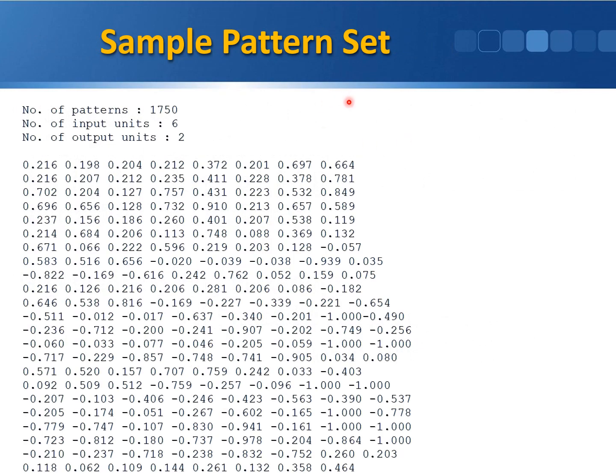So, a sample pattern set, just to show how we obtain that. Of course 1750 patterns, and the number of input units is 6, x1, x2, x3, x4, x5, x6, and then y1 and y2 as our outputs. This is the way we have to prepare the pattern set for the neural network simulator. We used the Java neural network simulator in the previous class, so I'm going to use the same. The first 6 columns show input data x1 to x6, and the last 2 columns show the output data. So we are going to use all 1750 patterns.